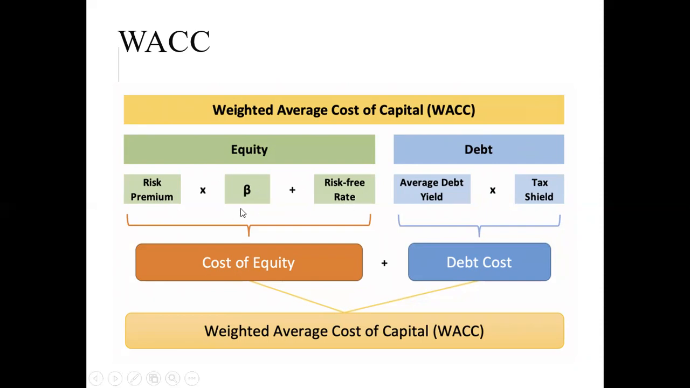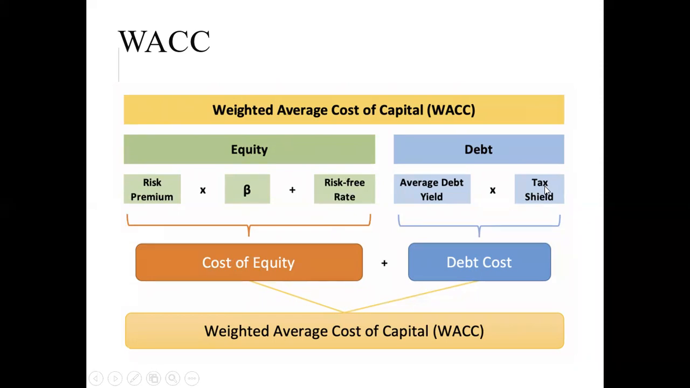Times the beta, which represents the risk and return in a certain industry, plus the risk-free rate. And this is the most important part of equity, and this is what we are looking for. So this is called the cost of equity. And then what is the cost of debt?